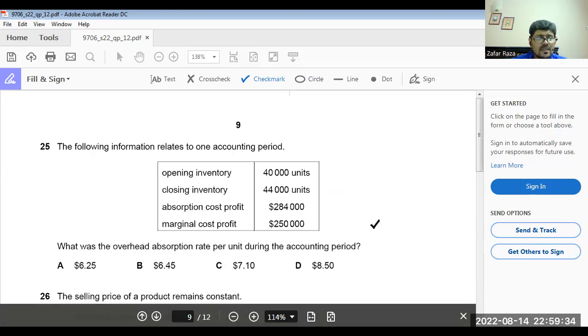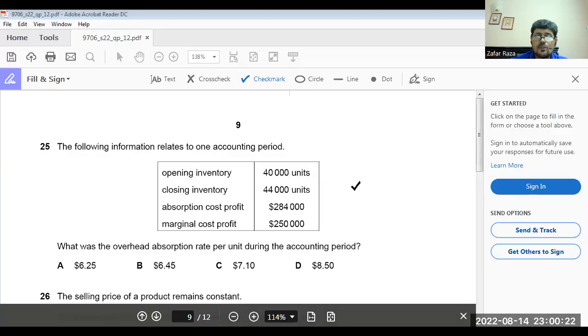Now see question number 25. Opening inventory, closing inventory is given. Absorption cost profit and marginal cost profit is given. What was the absorption overhead rate per unit during the accounting period? I told you that can easily be calculated. I told you when this type of question comes, very easy. What you do, 284,000 minus 250,000, 34,000, okay? Now, difference of opening and closing inventory, 4,000 units. 34,000 divided by 4,000 units. Answer 8.5, simple. This is the trick to solve this question.